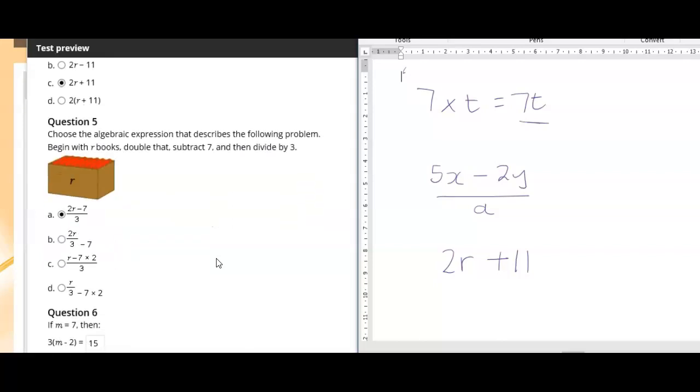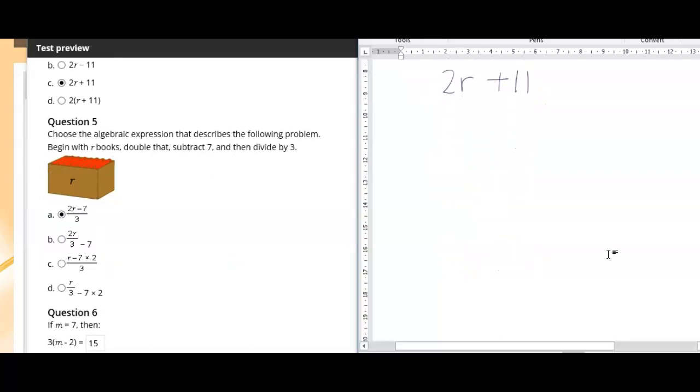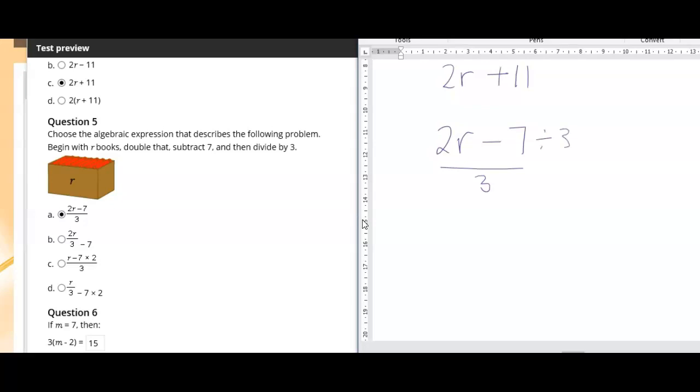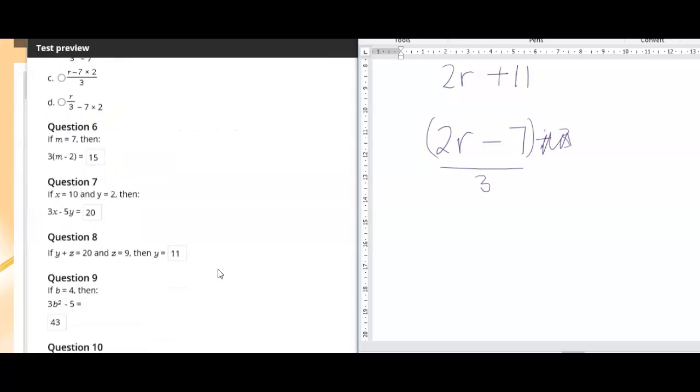Question 5, choose the algebraic expression that describes the following problem. Okay, let's scroll down and give us some space to do some working out. Begin with r books, double that, so 2 times r, subtract 7, and then divide by 3. So it's going to look like that. Now, if you put divide by 3 here, we should have that in brackets, which is then the same as what we had originally. But in algebra, remember, we use the vinculum instead of the division sign for dividing.